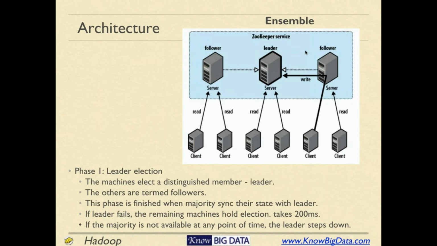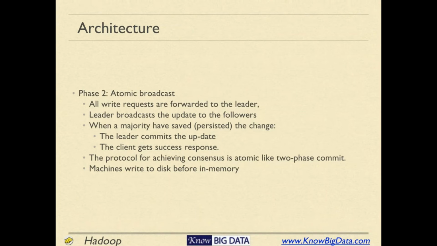If the majority is not available at any point of time, the leader will step down. So in this democracy, if 50% or fewer people voted, then the election is invalid. There is no leader. The whole system will remain read only. No change can happen in this system. So if a majority is not available at any point of time, even if there is a leader, he will step down. Now, once the election is successful and a leader has been elected, what happens?